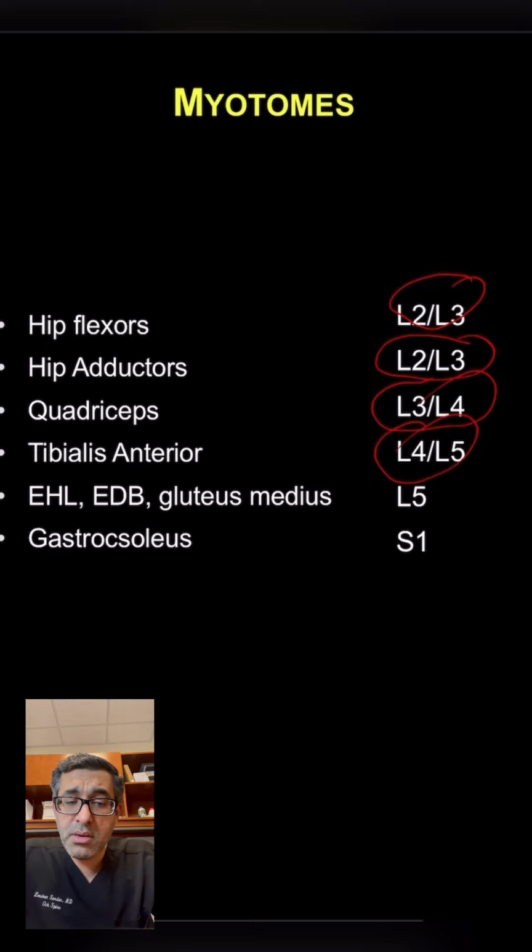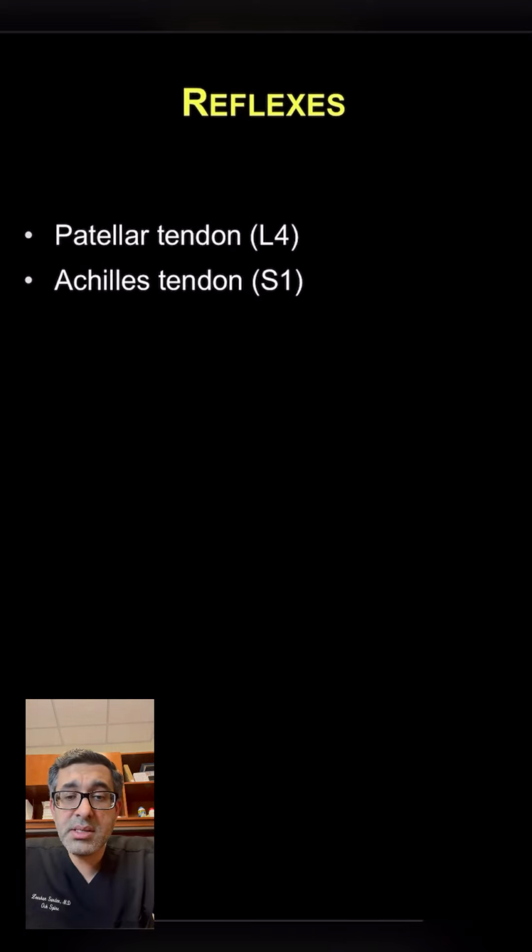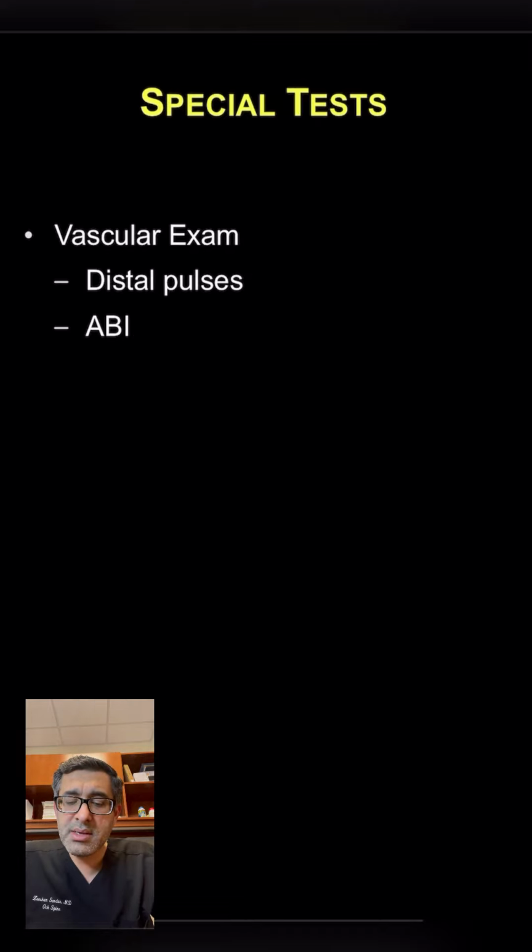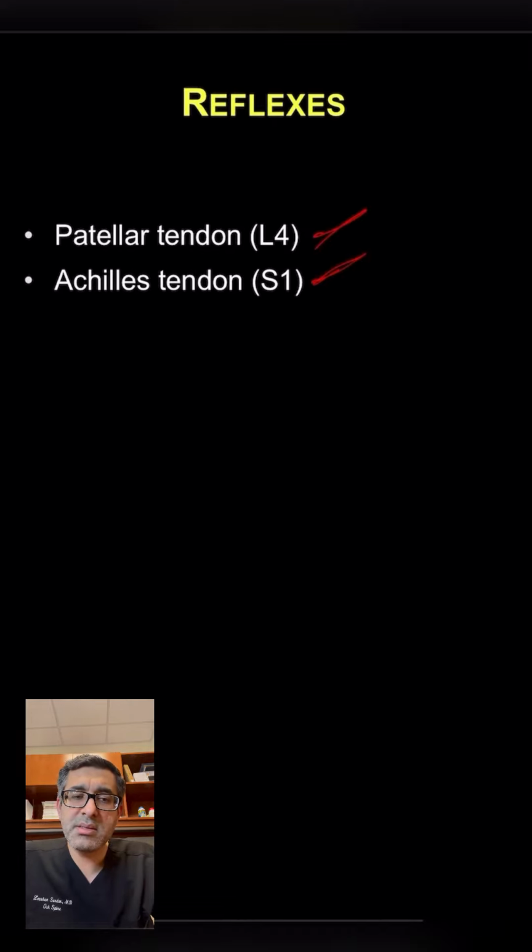We check the big toe extension, as well as the gluteus medius, which is the hip abduction, which can be L5. And then the last one is the plantar flexion of the foot, or the gastrocsoleus, which is typically S1. We check the reflexes, which typically the patellar tendon reflex is L4, and then the Achilles reflex is S1. Patients with spinal stenosis can have decreased reflexes depending on the distribution that's affected.